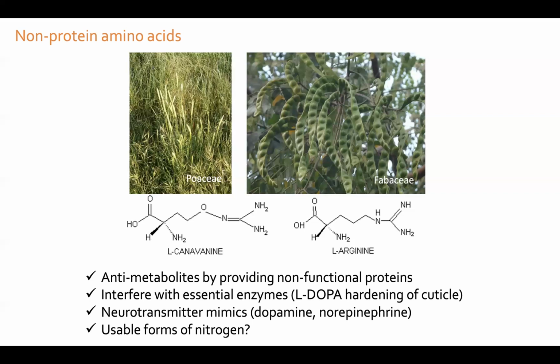I guess on a positive spin is that there's been some research to suggest that insects can actually break down non-protein amino acids and use the nitrogen within those compounds. So there might be a trade-off, but this has really yet to be shown as a major source of nitrogen for insects. Okay, so there you have it.